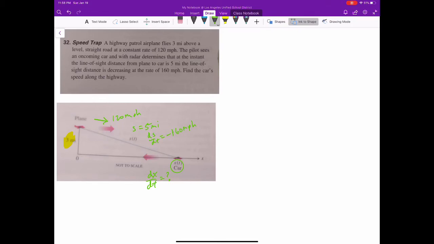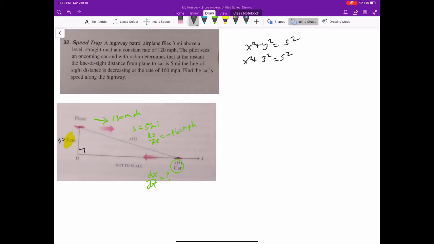Okay, so far that looks like a right triangle type of problem. Let's relate those with the Pythagorean theorem. So we know x squared plus y squared, where x is the base and we'll call y the height, the plane, is equal to s squared. We know that the height will be constant, so that's our y value. So x squared plus 3 squared is equal to s squared.